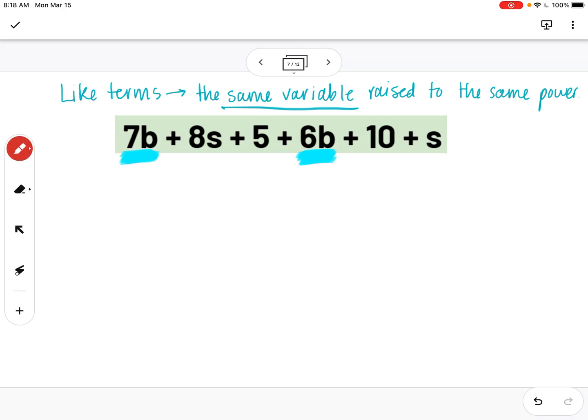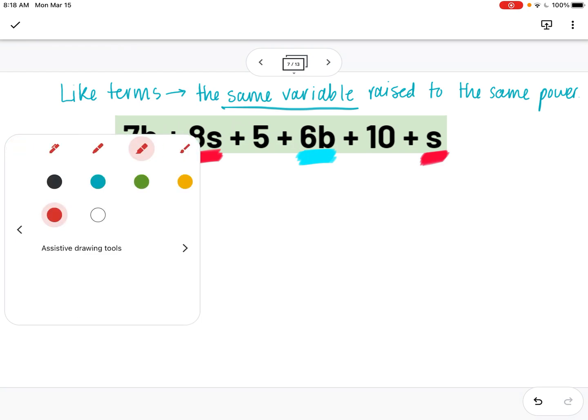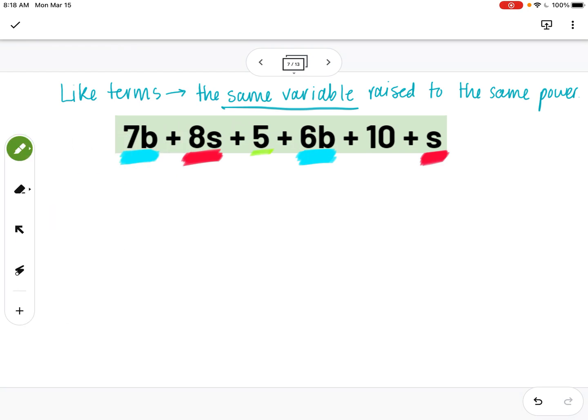Let's do the color red for s. I see 8s and I see s. I don't see any other s's, so nothing else can be combined there. And then I see a constant of 5 and a constant of 10. And these are all the ones that are combined. Remember, we can only combine like terms.